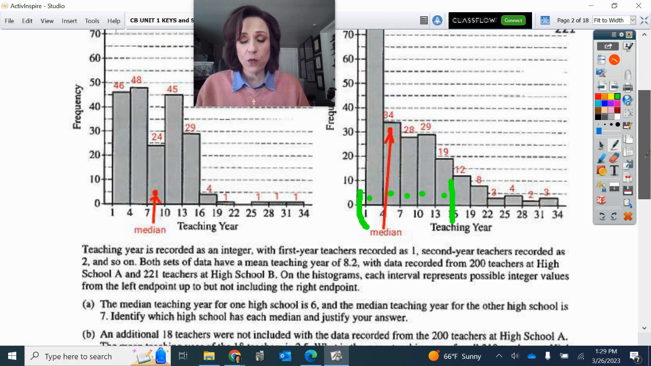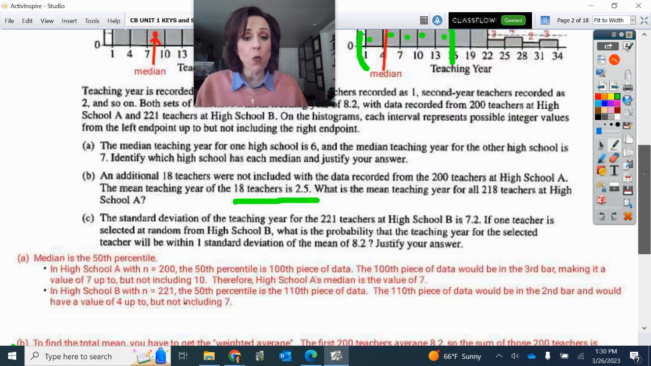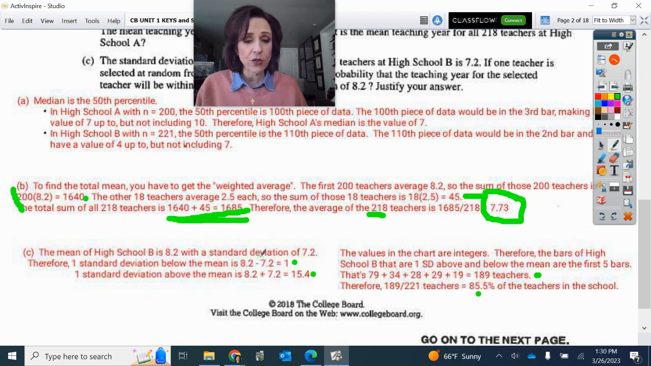So here the first piece that you had to get correct was the lower bound, one standard deviation below the mean, which was 1. Right here, 8.2 minus 7.2 is 1. And then the upper bound of 8.2 plus 7.2 is 15.4. So you could either say 1 to 15, since the teaching years were integers, or 1 to 15.4. All right, so that was component 1 that you had to get correct.